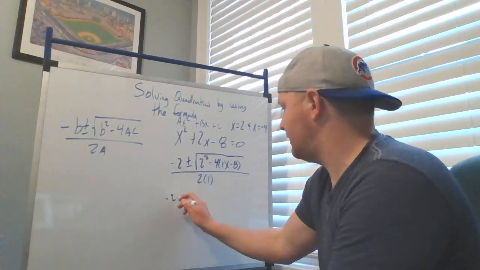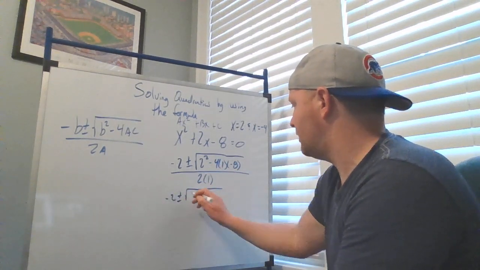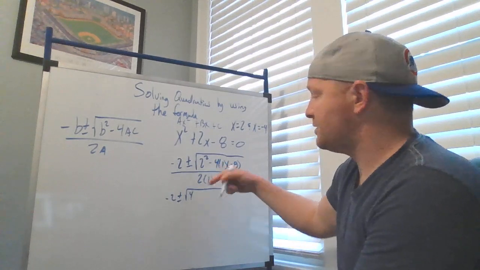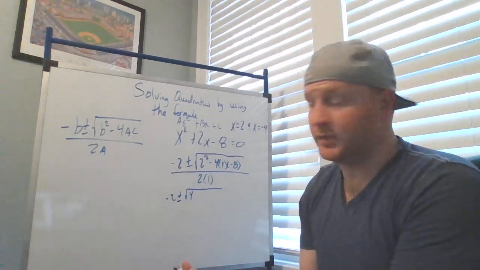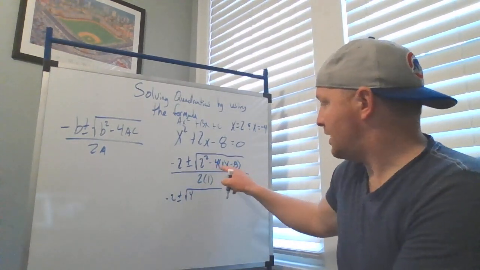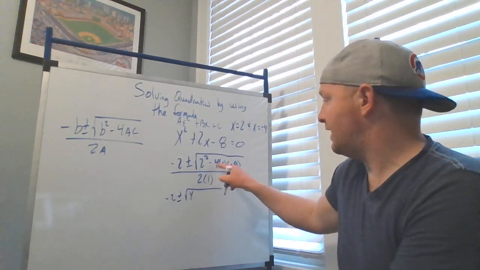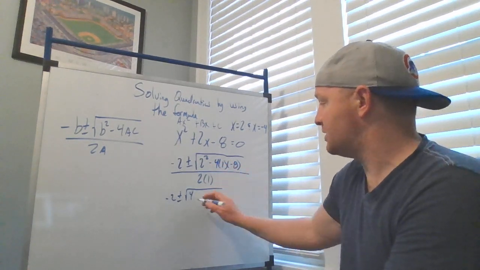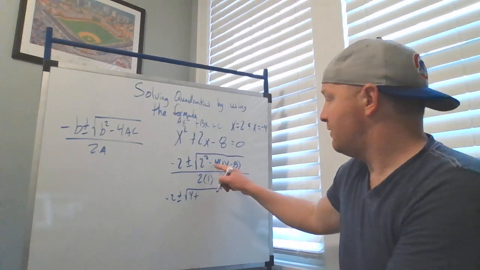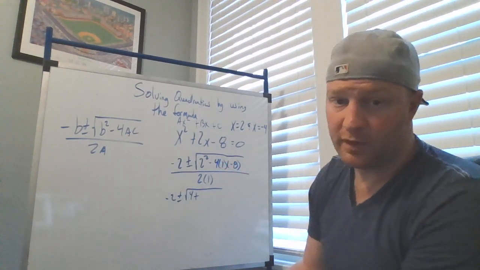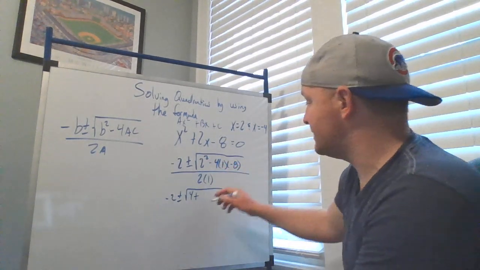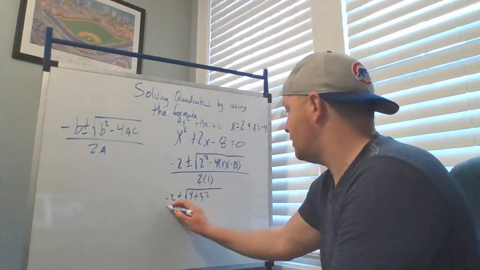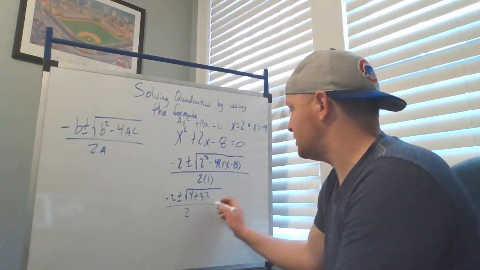So I got -2 plus or minus the square root of 4. This is what I always do to make sure I don't mess up, okay? I'm looking at my numbers here. I got a negative, positive, negative. So the negative times a negative is a positive, so I know this is going to say 4 plus something. -4 times 1 is -4. -4 times -8 is positive 32. All over 2 times 1, which is 2.